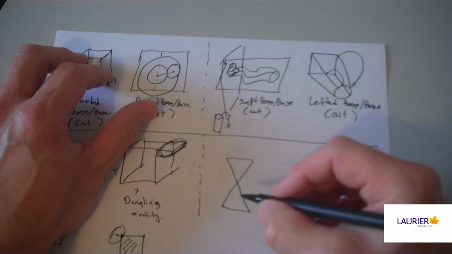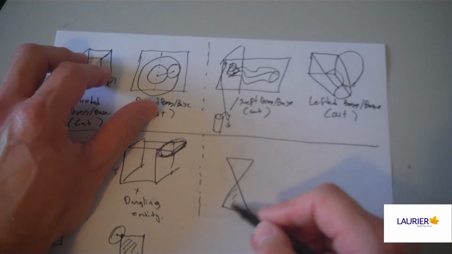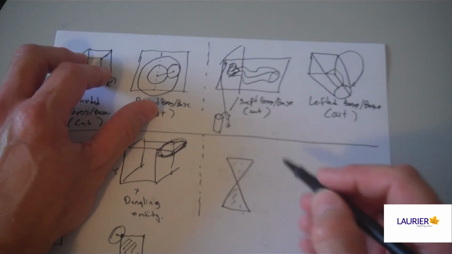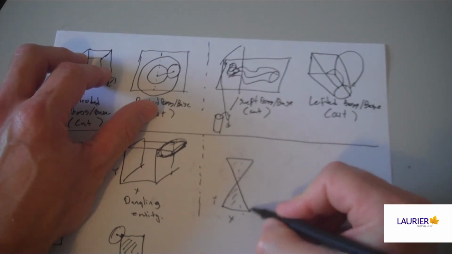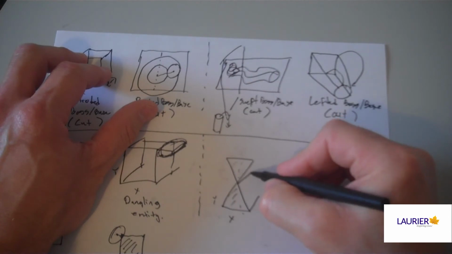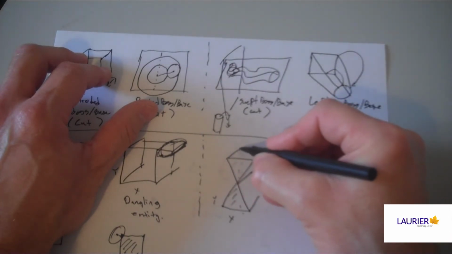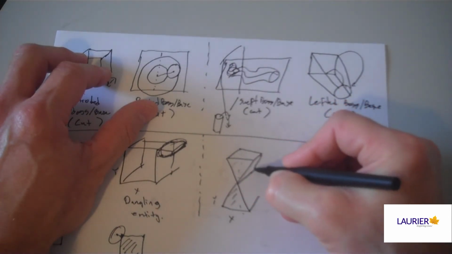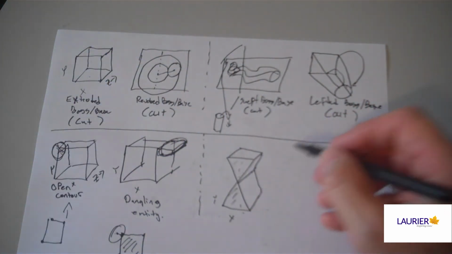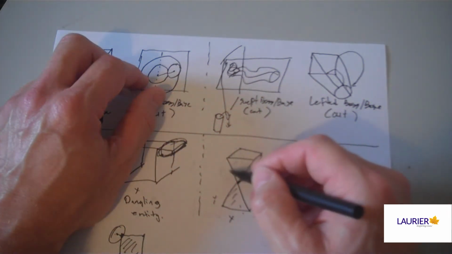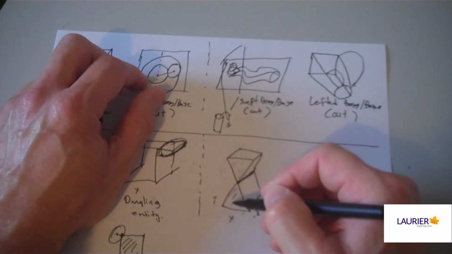Everything should be fine. That's a valid closed contour. This is a valid closed contour too. Then we extrude it along the Z-axis. We get this kind of squared off hourglass looking thing. Does this vertex belong to this solid or this solid?